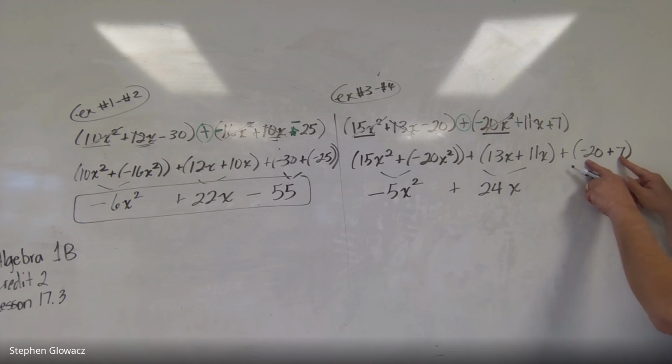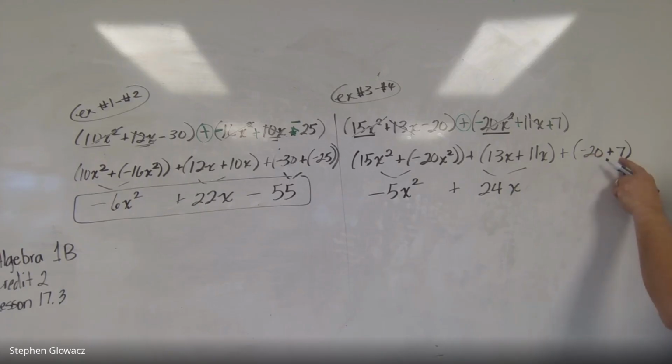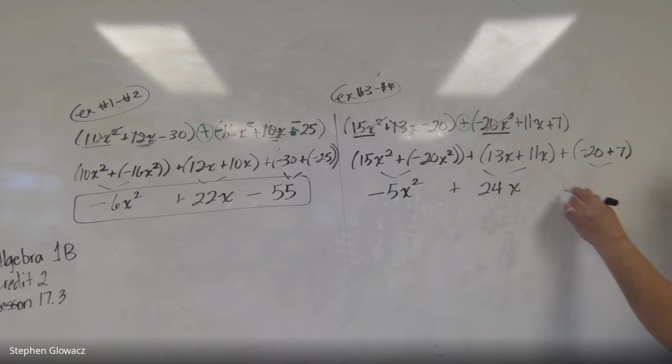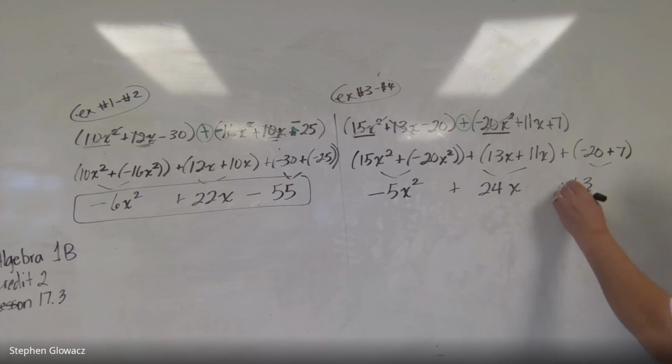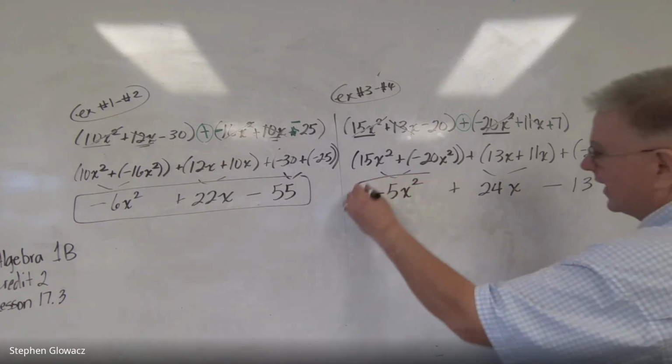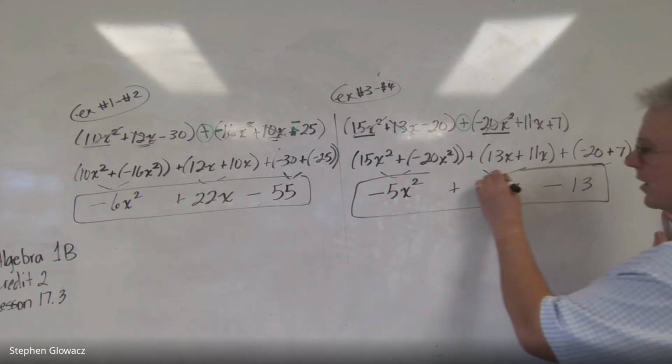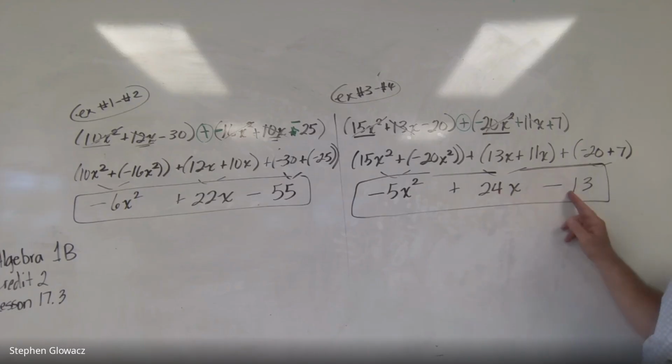Lastly, for our constant terms, the signs are different this time. We have negative 20, positive 7. So 20 minus 7 is 13. Remember, we subtract when the signs are different. However, the larger number is negative. So our answer is negative. And our final answer here, negative 5x squared plus 24x minus 13.